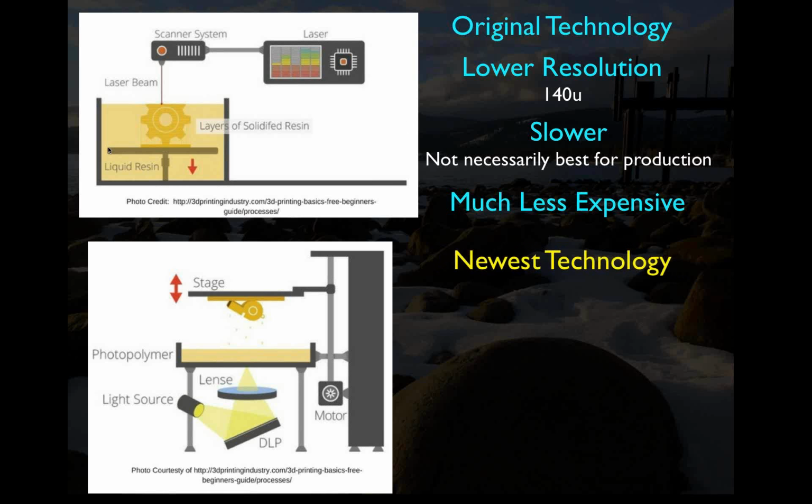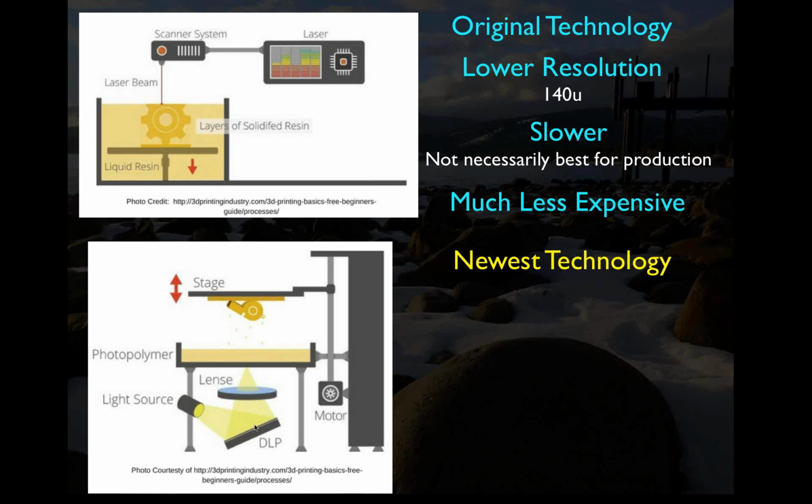Now, DLP is the newest technology for achieving light polymerized 3D printing. It uses a DLP projector, a light source bouncing off a DLP chip, a digital light processing chip, which, if you don't understand this technology, is miraculous, okay? Basically, it's millions of tiny mirrors that flip off or on, so they reflect the light up to the object based on what you want to print. The mirrors are either on or off, and it makes the image that way.